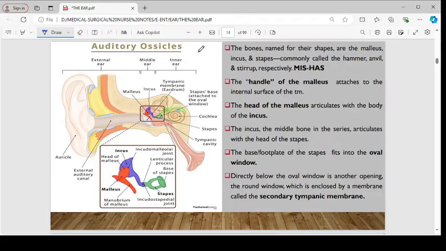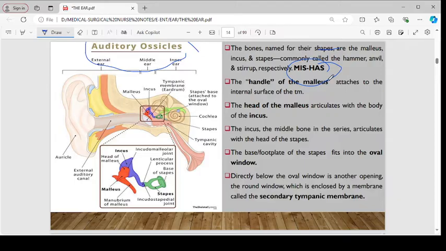Now we move to the auditory ossicles, right? All right, guys. Auditory ossicles are bones found in the ear, and they are named so because of their shapes. So we normally have the abbreviation MIS, where M stands for malleus, incus, then stapes, or rather hammer, anvil, and stirrup.